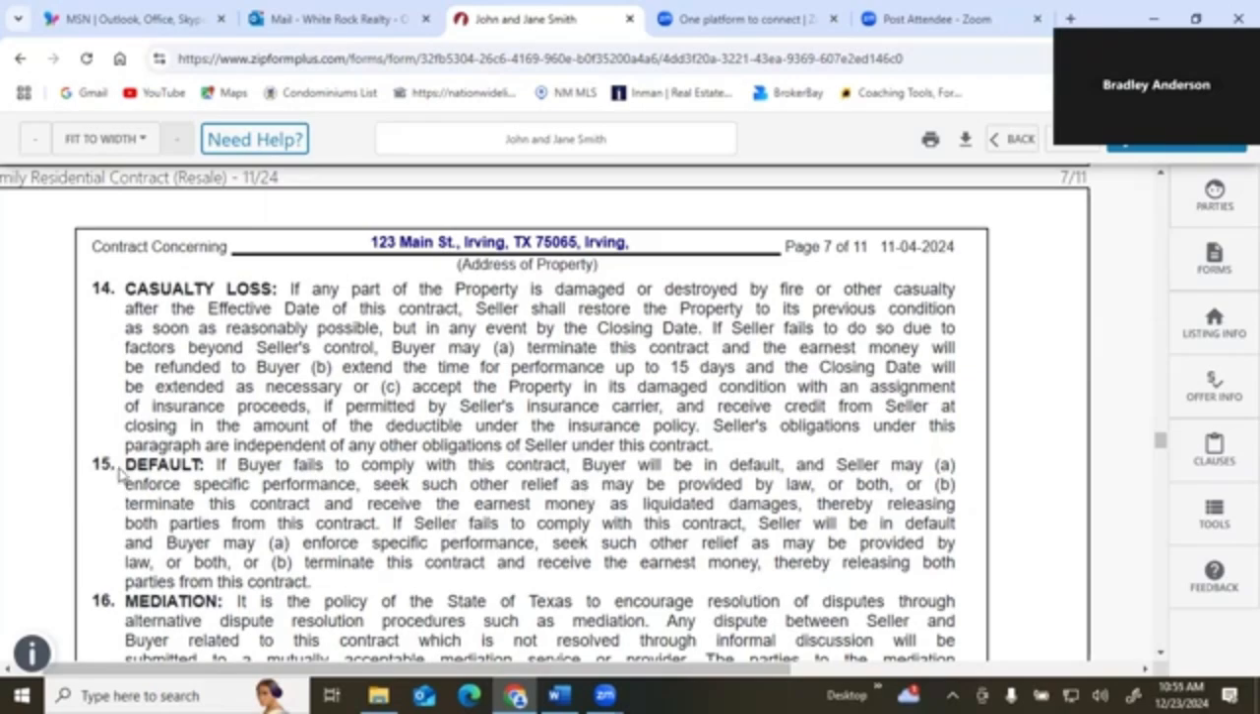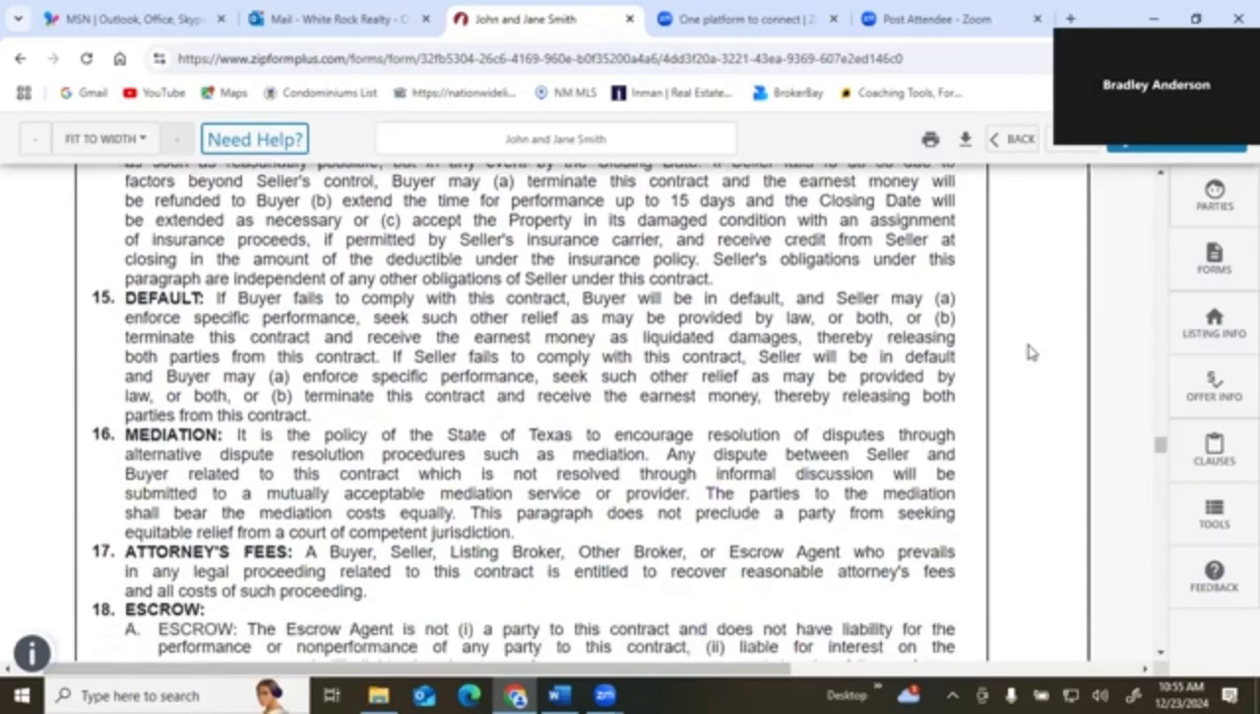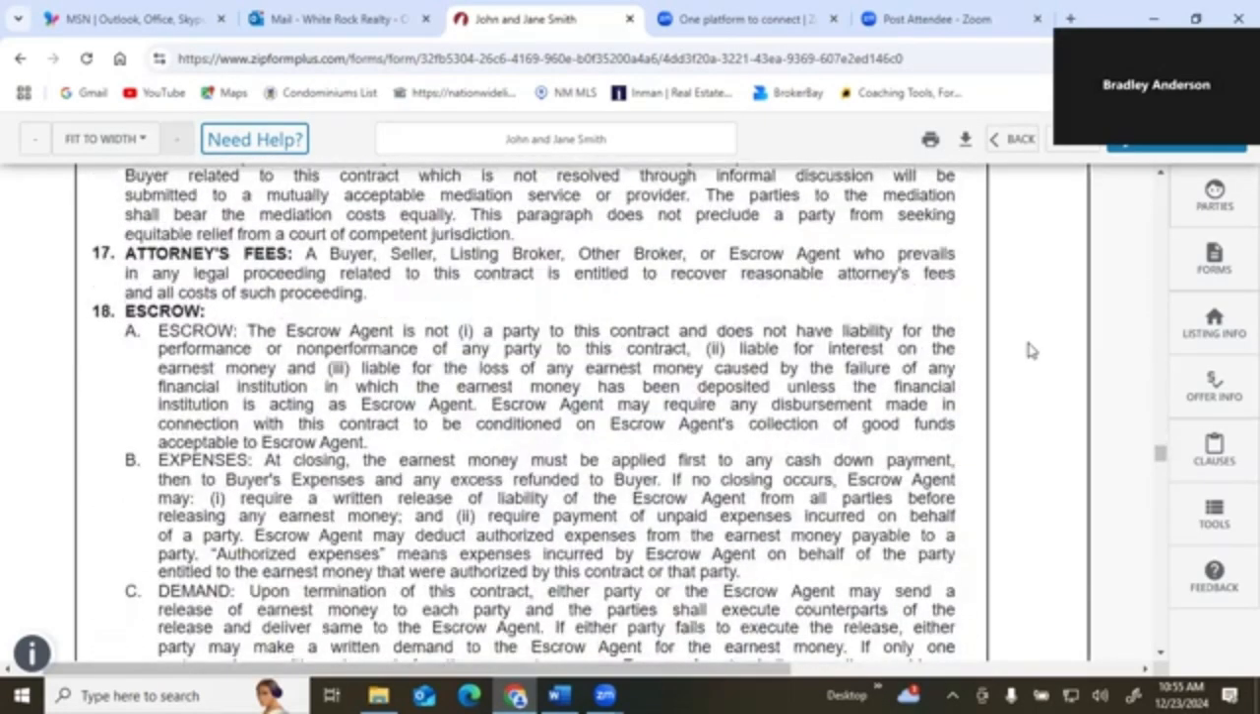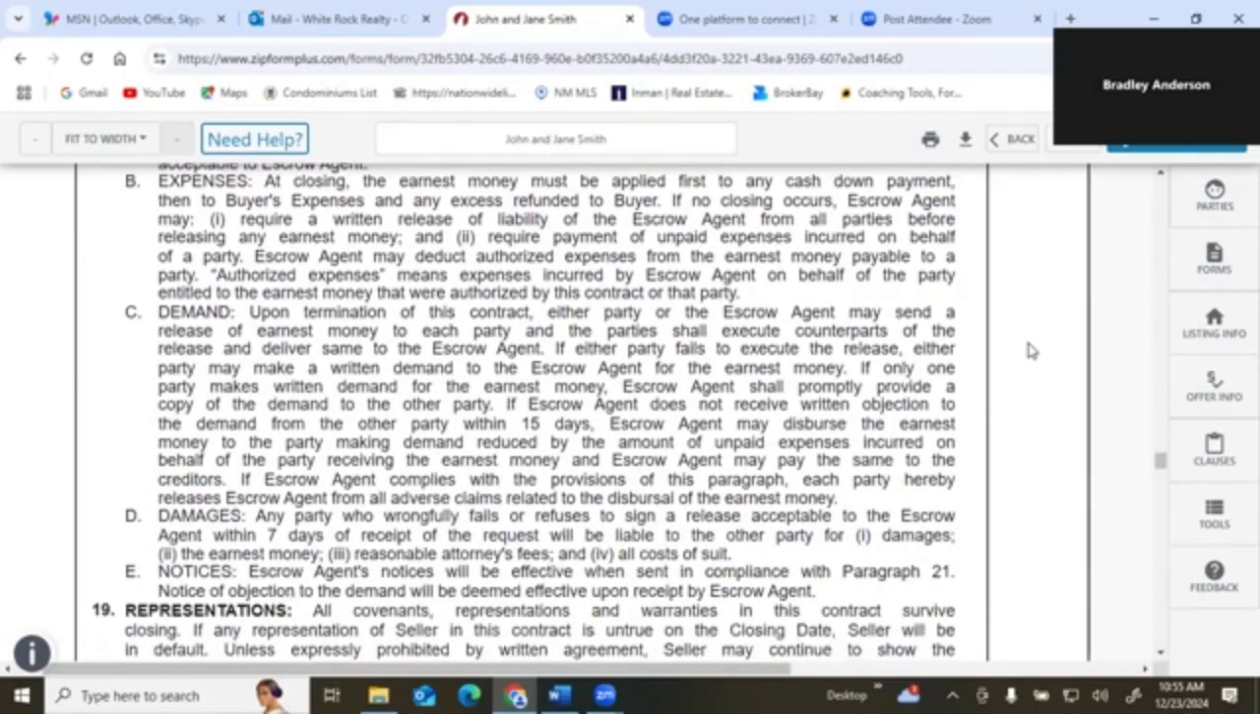And then paragraph 15 is the biggie, default. If the buyer defaults, seller has certain remedies. This is the I'm going to sue you paragraph. Okay, talks about the escrow agent being a neutral party and describes what happens if the earnest money is tied up and neither party wants to sign the release of earnest money. Okay, read that paragraph carefully.